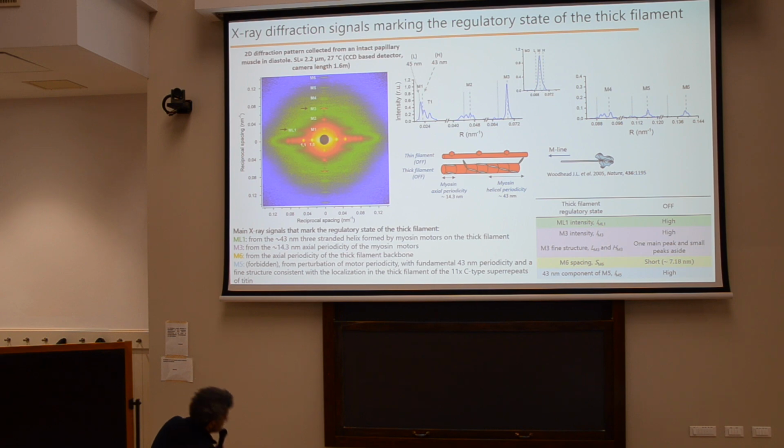Another reflection is the M6 reflection, and with the myosin motors in the off state, the spacing of this reflection is short. Other reflections are the forbidden reflections, the M1 and M2 and M4 and M5, and at rest the intensity of those reflections is high. Those reflections arise from a perturbation of the regular disposition of the myosin motors on the thick filament. In particular, the M5 reflection arises from a perturbation with a fundamental periodicity of 43 nanometer and a fine structure which is consistent with the localization of titin in the thick filament.